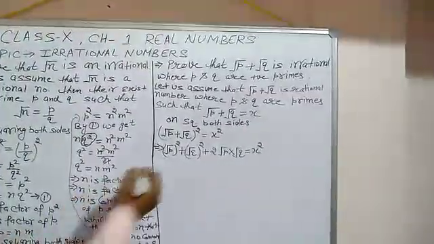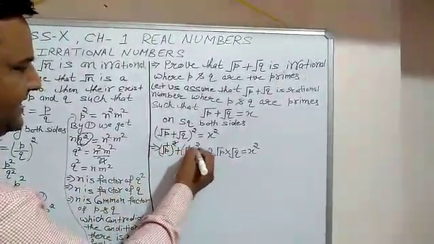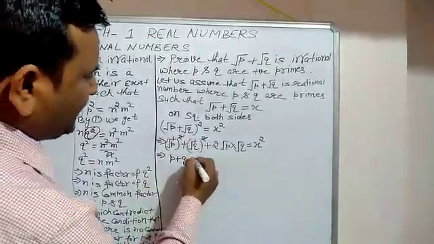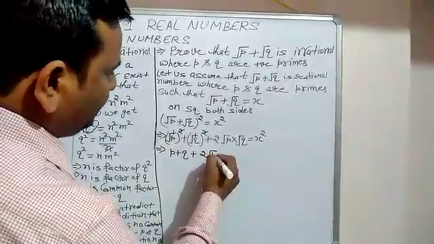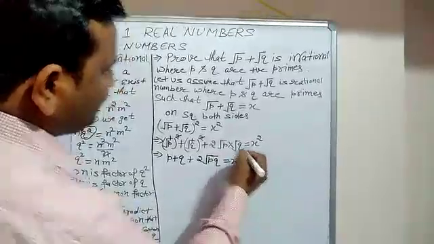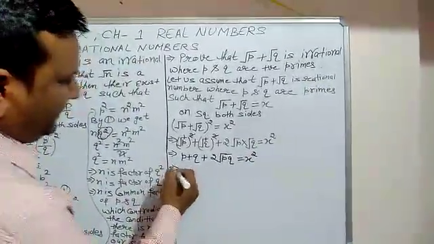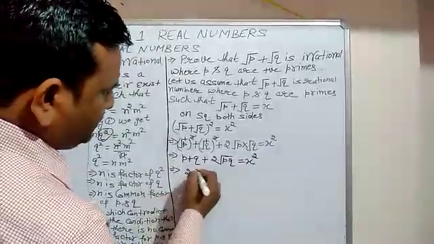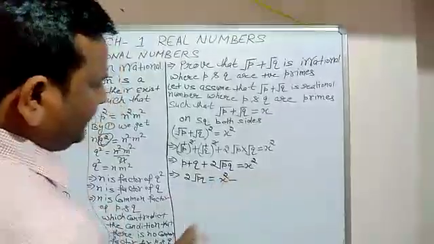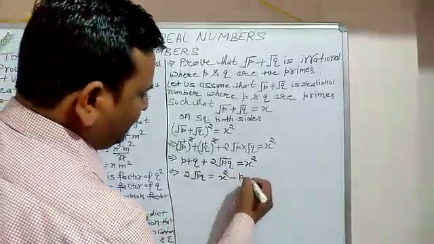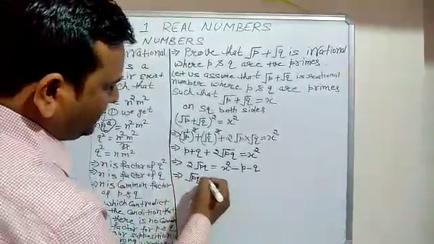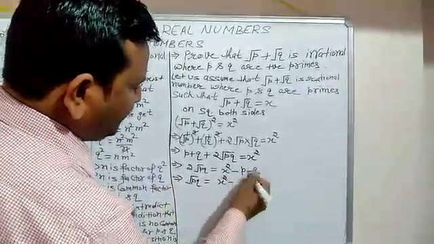Then square and square root cancel. We are left with p plus q plus 2 root pq is equal to x square. It further implies that 2 root pq is equal to x square minus (p plus q). It further implies that root pq is equal to x square minus (p plus q) upon 2.